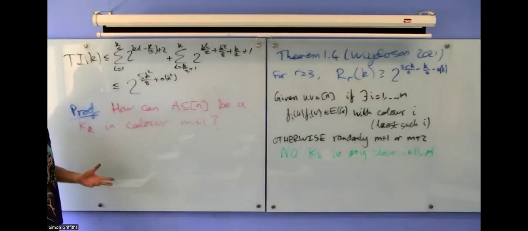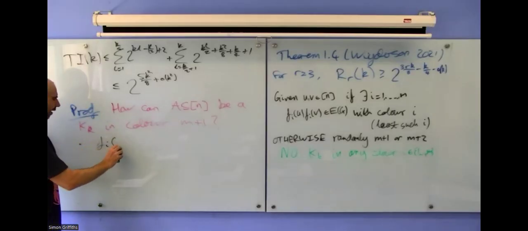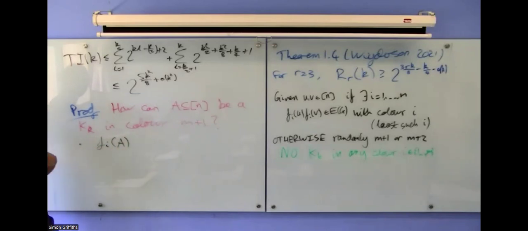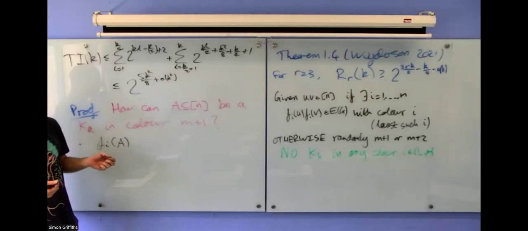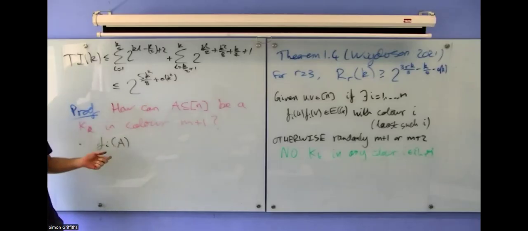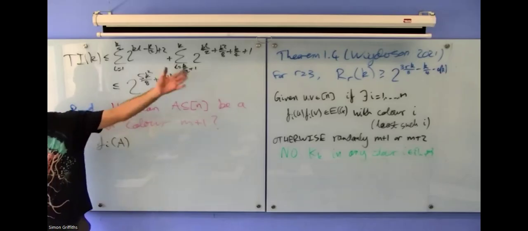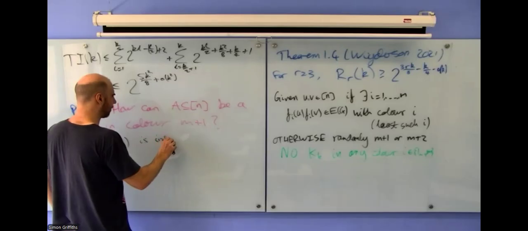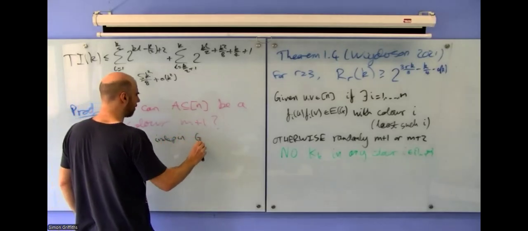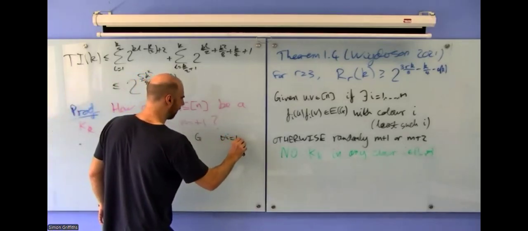And what does that mean? It means that the image of A under this function is actually an independent set in the graph G. Because if you look at the image of A and there's any pair that's joined by an edge of G, then you can use that colour. So this is independent in G for all i from 1 up to m.